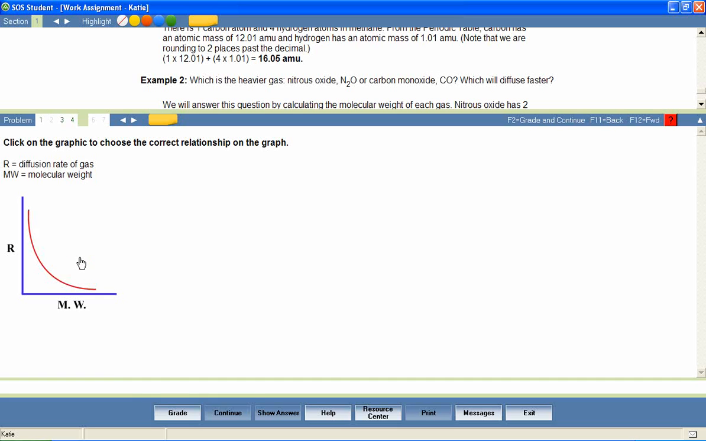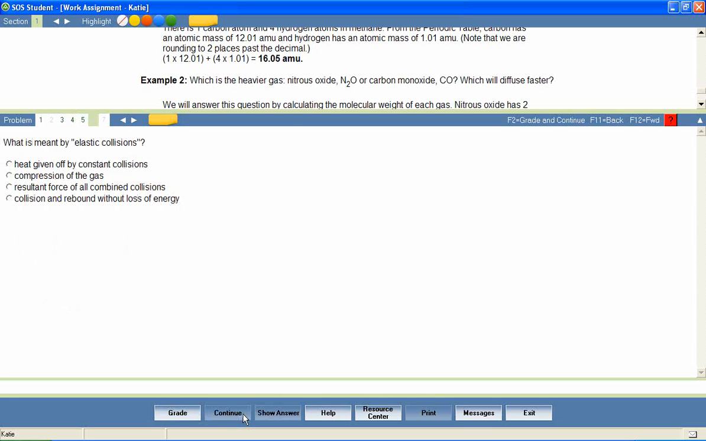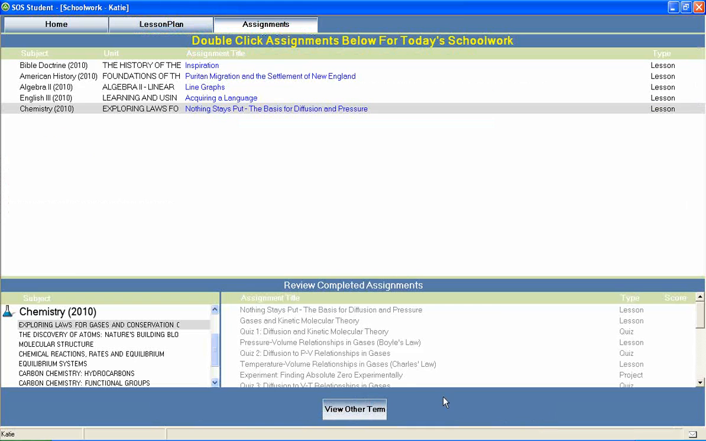The lesson is complete when all questions have been answered correctly or when the student has exhausted his allowed attempts on each question. The student can then return to the home page to continue through the rest of his daily assignments.